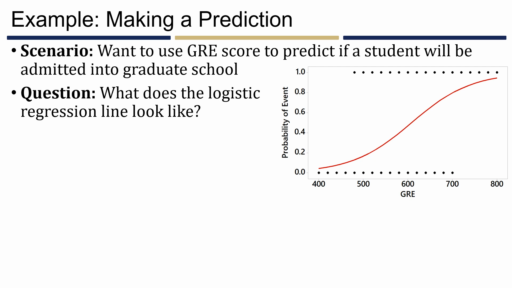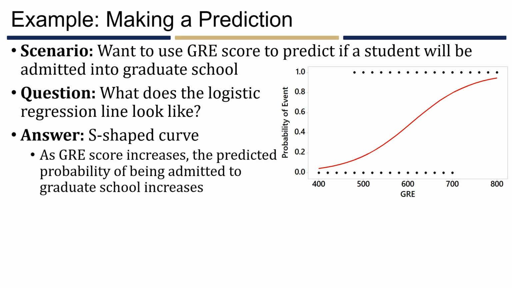Now, if we take the logistic regression equation from the previous slide and plot it on a scatter plot, this is what we end up with. A logistic regression equation is always going to give us an S-shaped curve. What this means is, as GRE score increases, the predicted probability of being admitted into graduate school is also increasing.